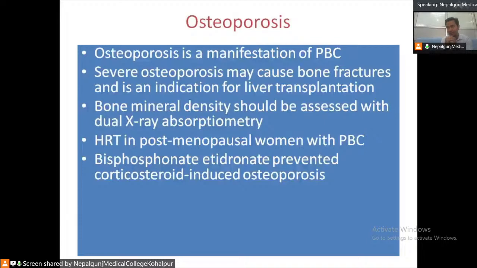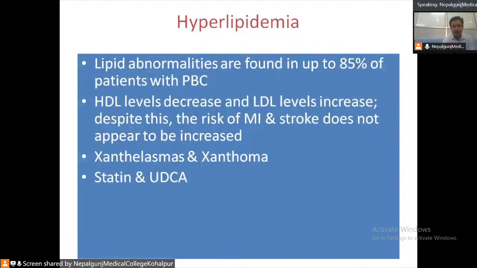Other is bisphosphonate, that is etidronate and so on. So bisphosphonate can also be given in a PBC patient with evidence of osteoporosis. How does bisphosphonate help? You know, I have told you osteoblast means new bone formation, osteoclast means removal of old bone. So bisphosphonate inhibits osteoclast activity. In this case, it helps osteoporosis.